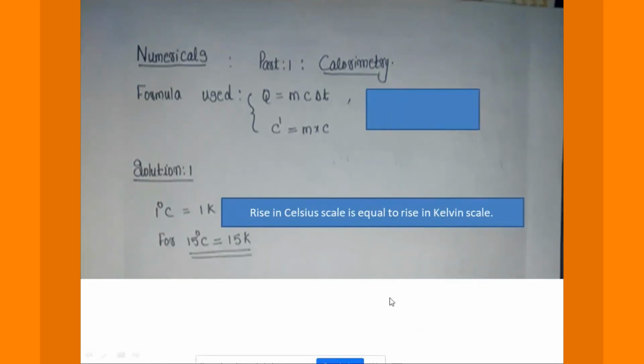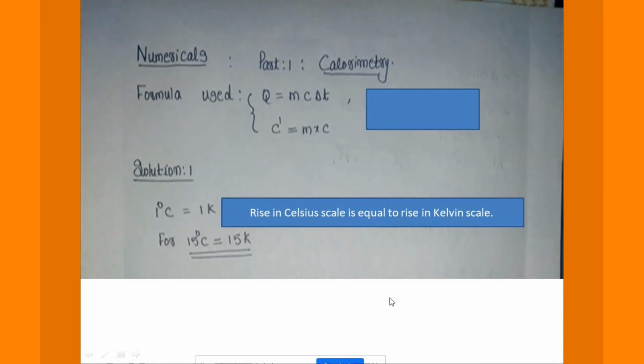Let us start from question number 1. By imparting heat to a body, its temperature rises by 15 degrees Celsius. What is the corresponding rise in temperature on Kelvin scale? So the answer will be 15 Kelvin, because if temperature increased by 15 divisions on Celsius scale means corresponding rise would be same on Kelvin scale.